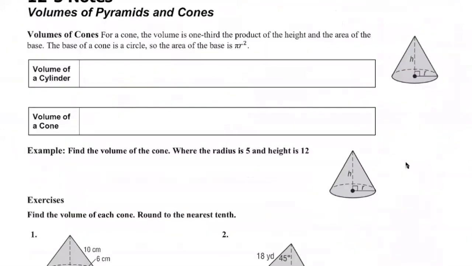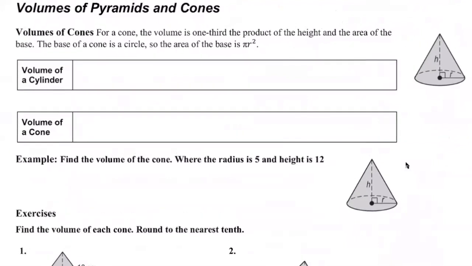Okay, this backside, honestly, it's nothing different. Volume for a cylinder is base area times height. It's the same as a prism, right? But in this case, for a cylinder, just a reminder, the base is a circle times height, okay?